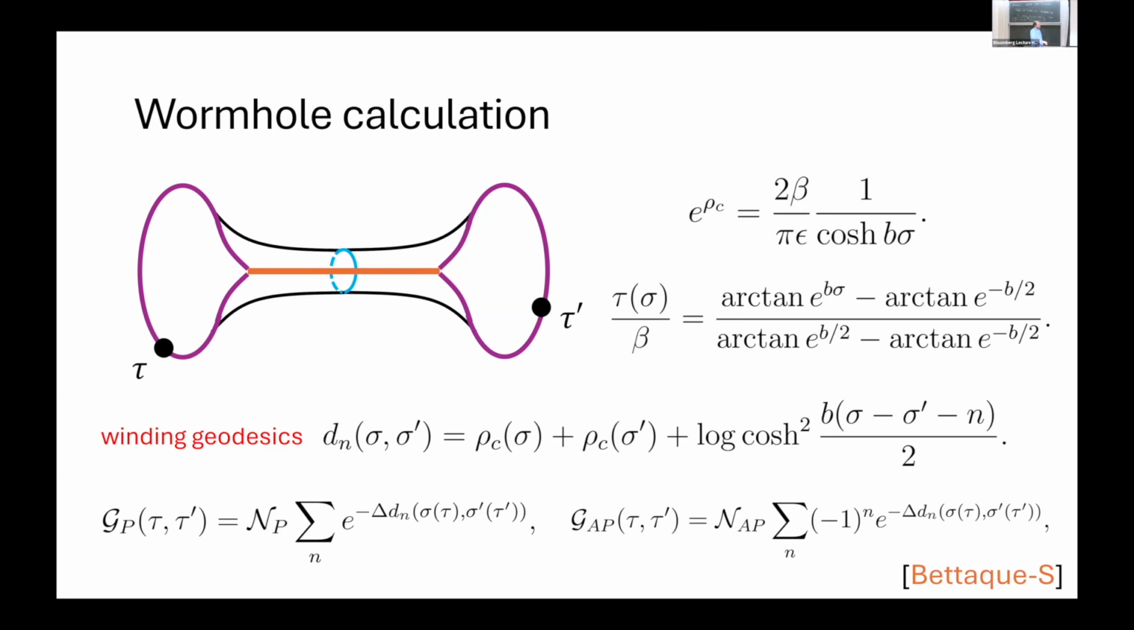I just put some geometrical data here. Here are the formulas. And here I'm taking delta to be 1/4. I'm going to use the SYK value for the dimension, so I just fixed that.